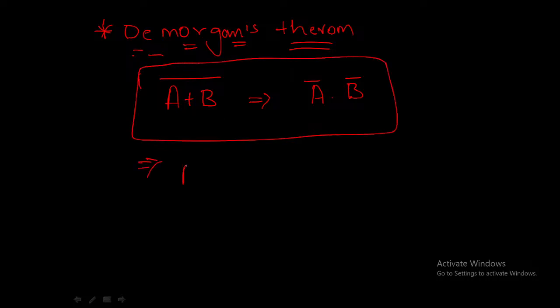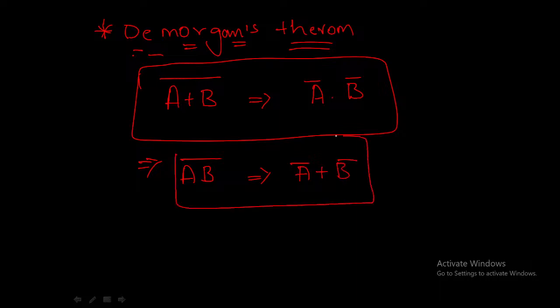And if we have (A B) the whole bar, then this is equal to A bar + B bar. So this is De Morgan's law, which is a very important theorem, widely used in our Boolean algebra. De Morgan's law states that (A + B) the whole bar is equal to A bar dot B bar, and (A B) the whole bar is equal to A bar + B bar.